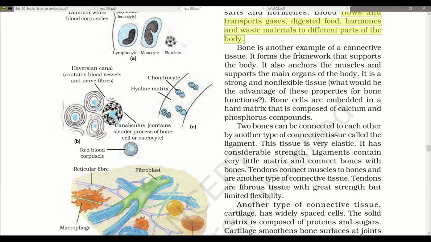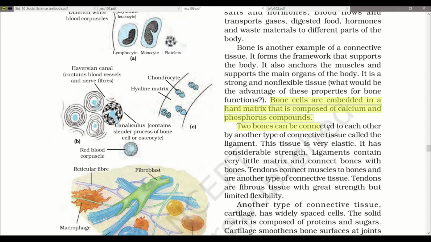Bone is another example of connective tissue. So the first one was blood, which connected the whole body. Now we have another connective tissue, bone, as it forms the framework that supports the body and also anchors the muscles and supports the main organs of the body. It is a strong and non-flexible tissue. Bone cells are embedded in a hard matrix that is composed of calcium and phosphorus compounds. So our bones are made up of two minerals, calcium and phosphorus.